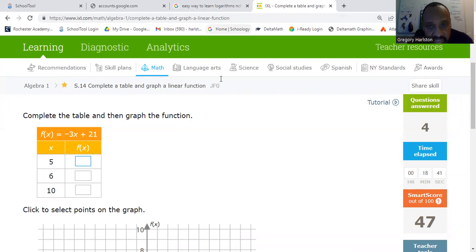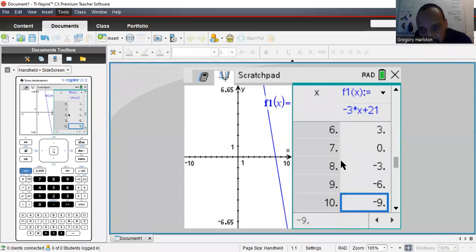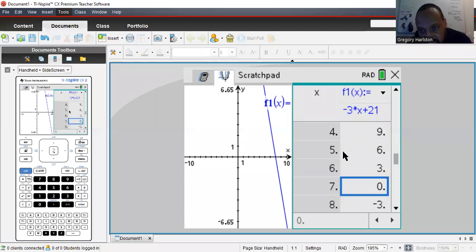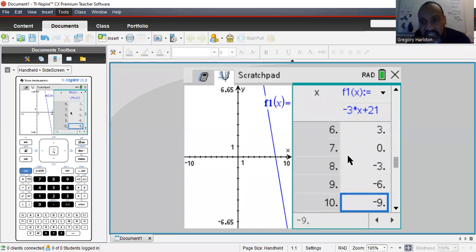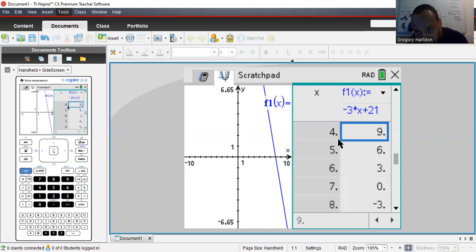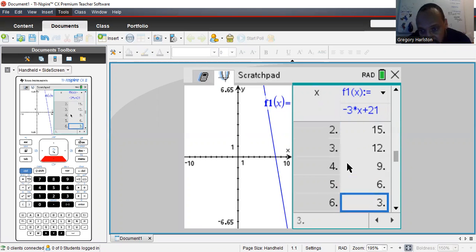So let me go back to the calculator. Where are you? I am right here. All right, so 5, 6, and 10. 5 is 6, 6 is 3, and 10 is negative 9. So let me write that down because I don't want to rely on my faulty memory. So 5 is 6, 6 is 3, and 10 is negative 9.